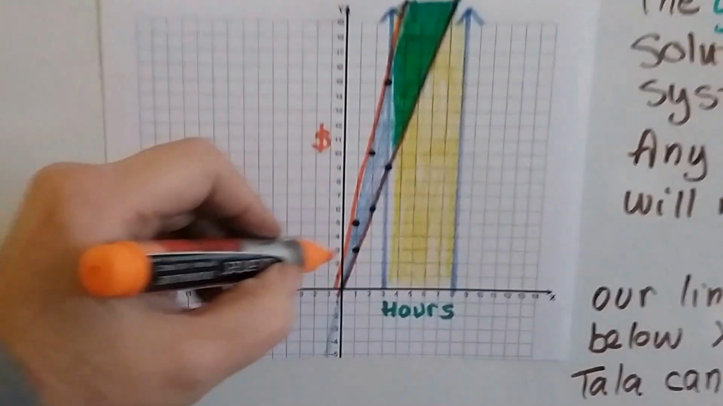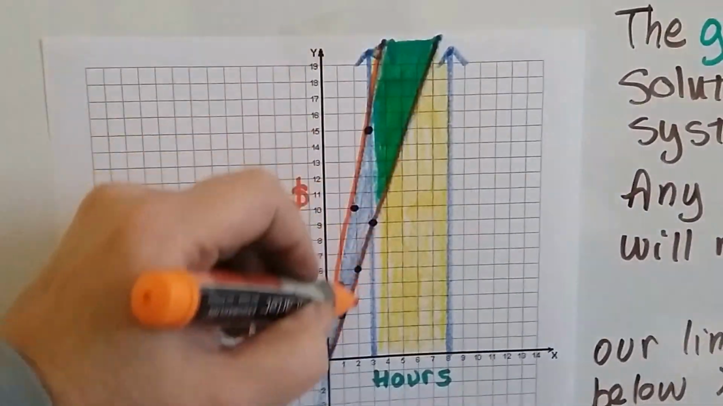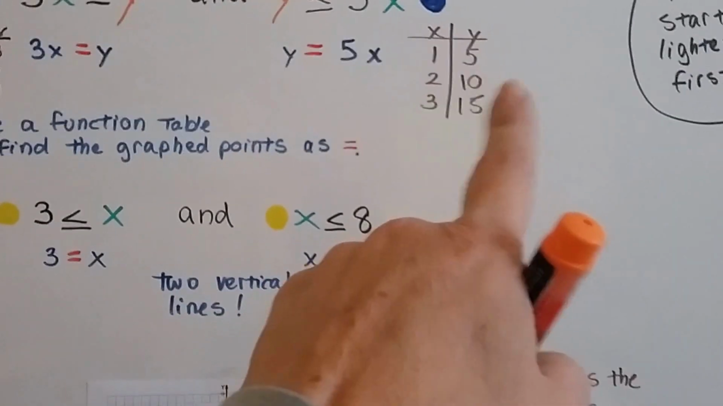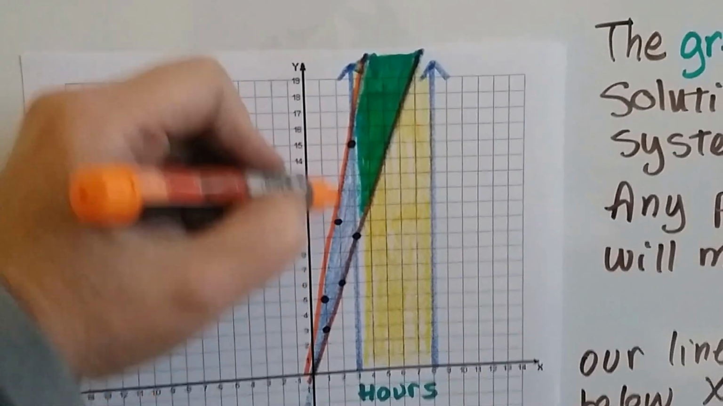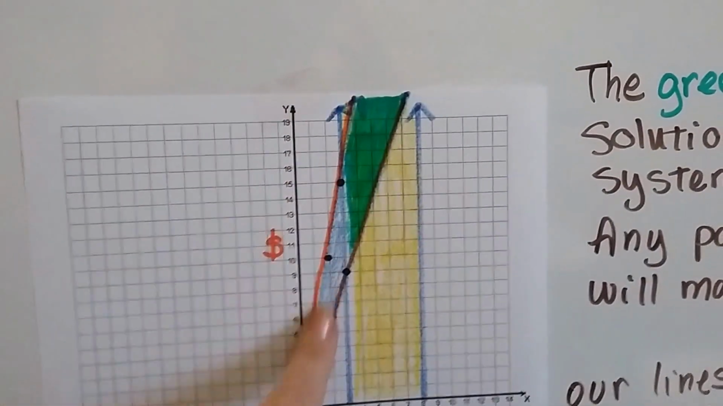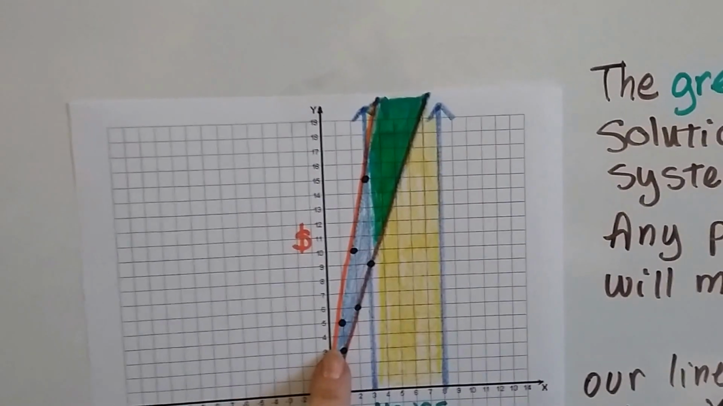So now we've got these points, and we can graph them. 1 and 3 is here, 2 and 6 is here, and 3 and 9 is here. So we've got this line. And the other one is 1, 5, 2, 10, 3, 15. So that's 1 and 5, 2 and 10, 3 and 15. So now we've got this line. So now we've got this triangular shape starting from the origin 0, 0, opening up this way.